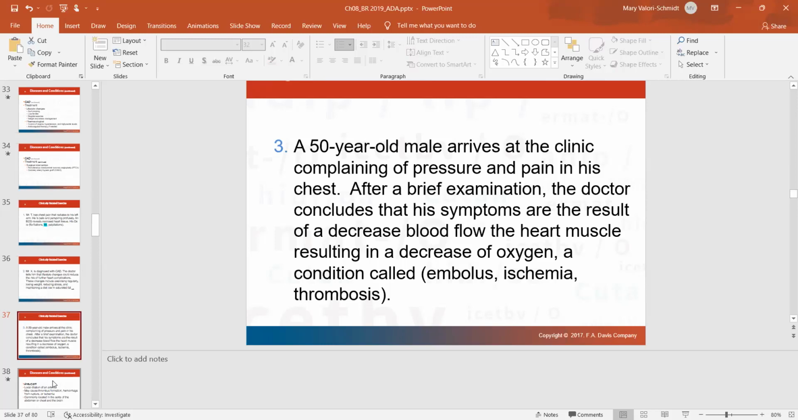A 50-year-old male arrives at a clinic complaining of pressure and pain in his chest. After a brief exam, the doctor concludes his symptoms are the result of a decreased blood flow to the heart muscle, resulting in decreased oxygen, which is a condition called, what is it when there's not enough oxygenated blood?